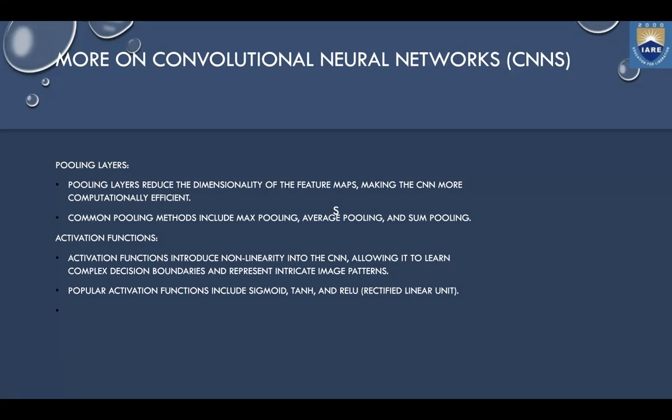Activation functions introduce non-linearity into the CNN, allowing it to learn complex decision boundaries and represent intricate image patterns. Popular activation functions include sigmoid, tanh, and ReLU, that is rectified linear unit. These are the different terms which we have used in convolutional neural networks.